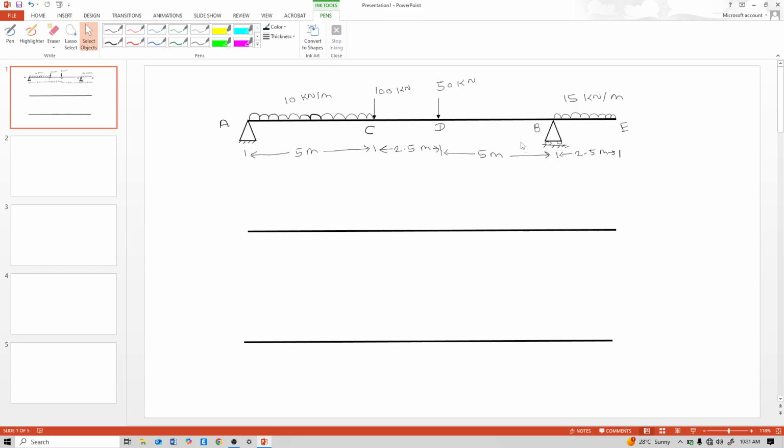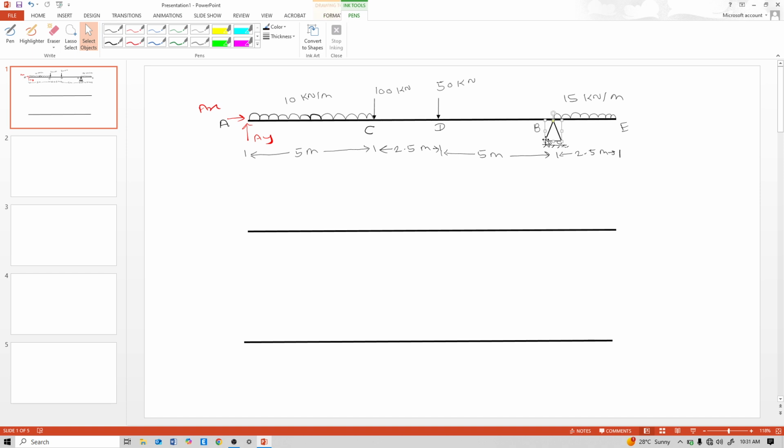Now, let's draw the free body diagram of this beam. What is a free body diagram? Free body diagram means remove the support and give reaction. This is a hinge support. Remove this support and draw the reaction. This vertical is AY. For a hinge support, two reactions, vertical and horizontal, AY and AX.